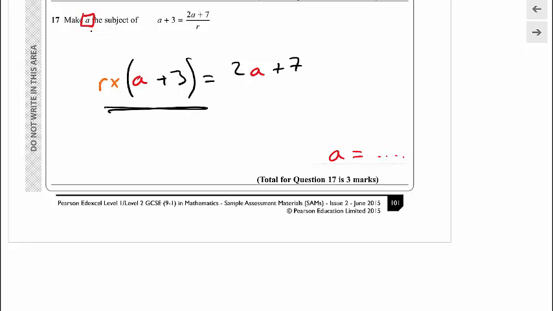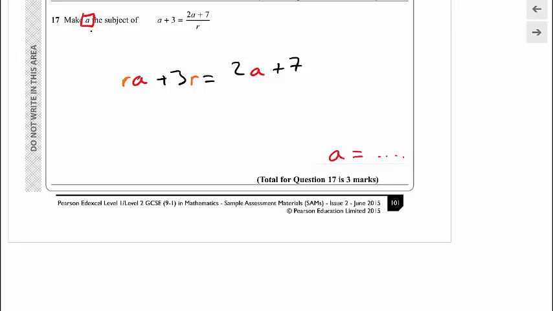But now I've got brackets on the left-hand side. Okay, I can get rid of that. So I've got an r times a plus 3. What I've got to make sure is that Mr. R visits Mr. A and Mr. 3. It visits everything inside that house, if you like. It's just rude if I don't visit everybody. So if I multiply through by r, I end up with r times a plus 3 times r. Okay, that's looking better.